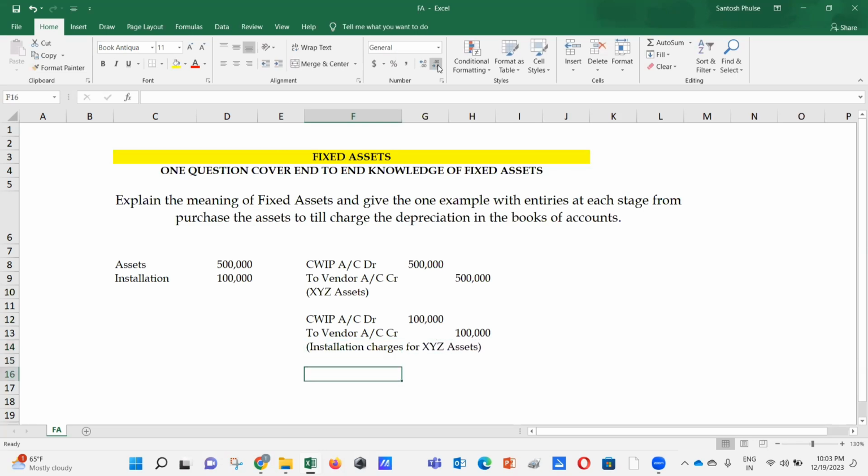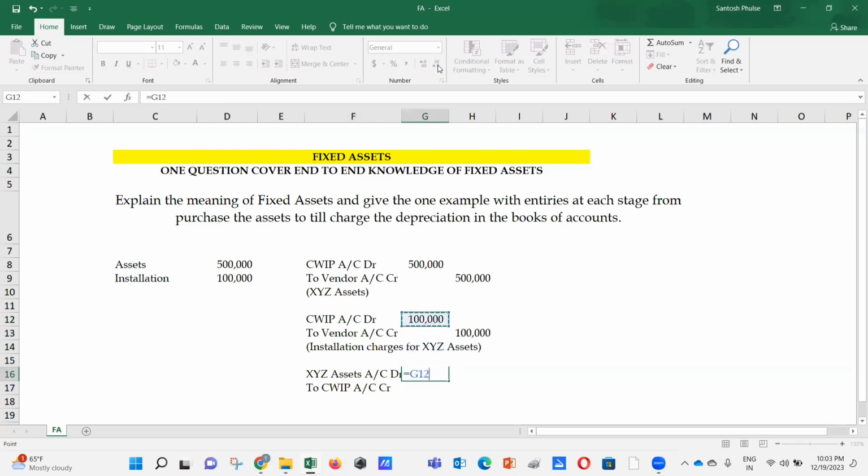And when we have the confirmation, when we have the PUT certificate, the put to use certificate, in place, and that asset is now ready for capitalization, our entry is going to be XYZ asset account debit to CWIP account credit. And this entry is going to be the combination of these two.